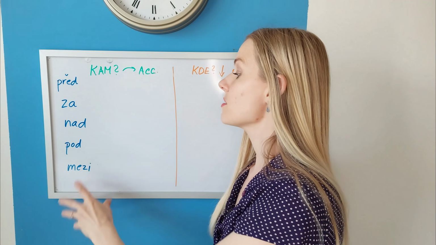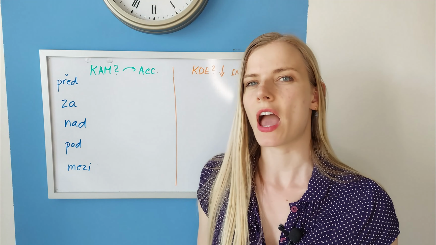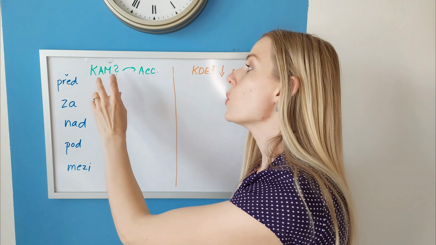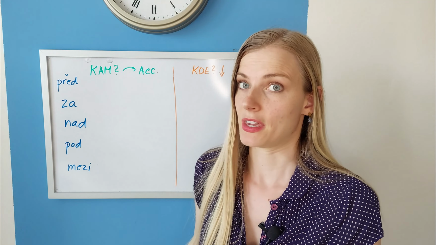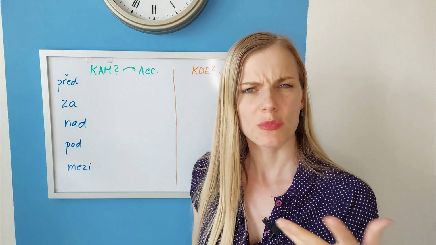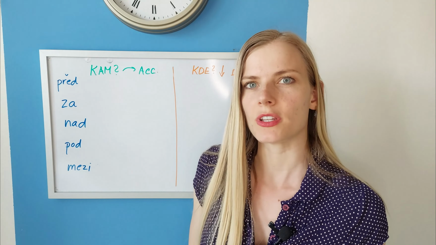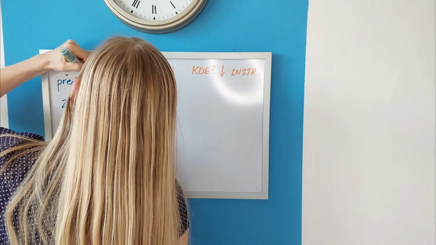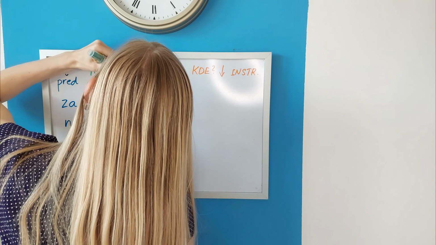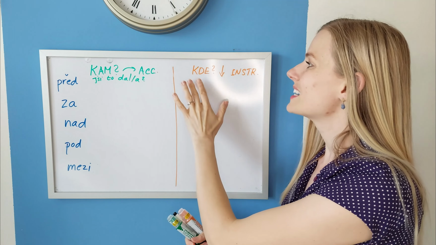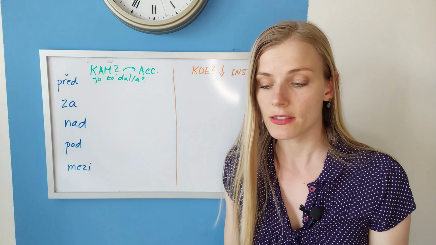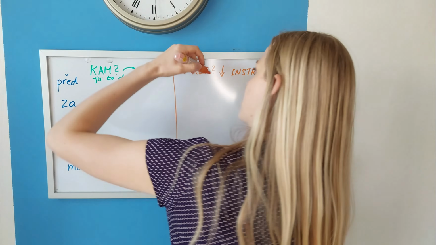When we use these 5 prepositions, we can either ask a question, where, as in to where we put something. For example, kam si to dala? Where did you put it? Kam si to dala? Or dal. And we could also ask, kde to je? Where is it? Kde to je?